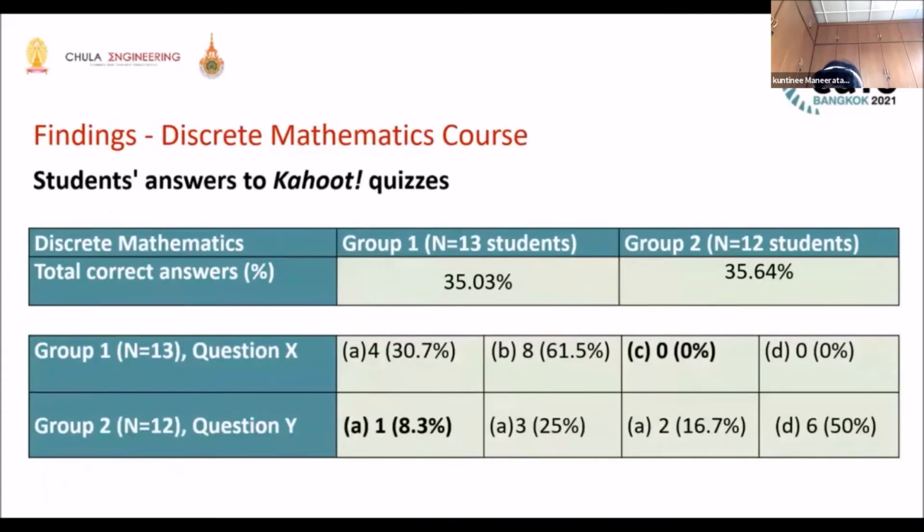And this is what we found. The first table presents the overall students' achievements in the Kahoot quiz in the discrete mathematics course. The second table presents the findings for questions X and Y. The correct answer appears in bold. It demonstrated the low success rate of the students in the two groups. In both classes, a detailed explanation of how to solve the questions was given. Thus, the Kahoot activity enabled teaching new implementation and connections of math concepts in an innovative and engaging way.